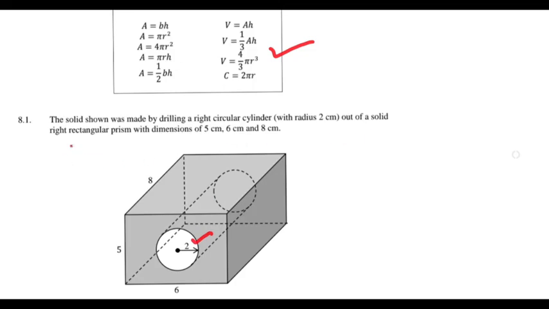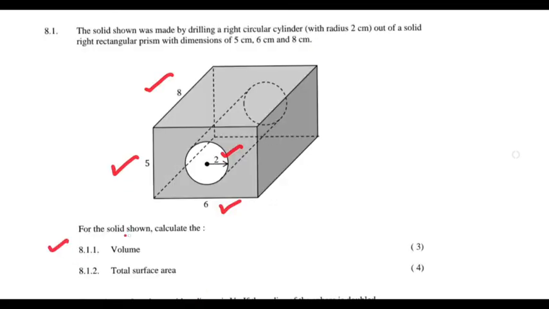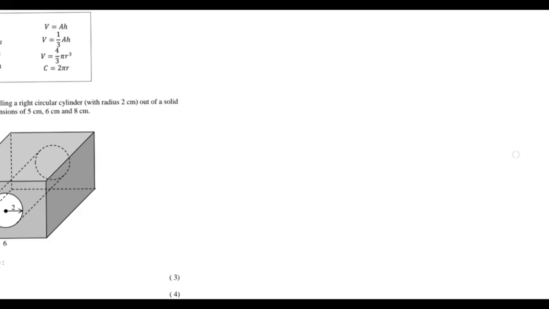Out of a solid right rectangular prism with dimensions of 5 centimeters, 6 centimeters, and 8 centimeters. So the first question says, for the solid shown, calculate the volume, and the second question, the total surface area. I'll show you how to solve this question. Volume and total surface area of this figure. So first of all, calculate the volume of the rectangular prism.